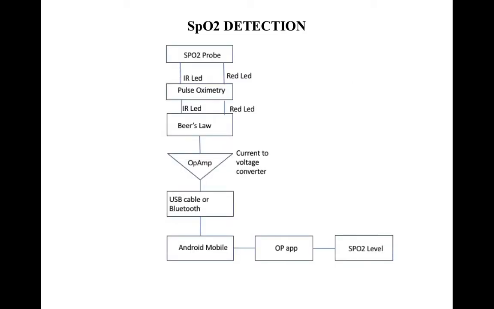This is our SpO2 detection data flow diagram, which includes the pulse oximetry, Beer's law, and the op amplifier, which converts the current to voltage, which helps to measure the level of SpO2. That means oxygen saturation level.